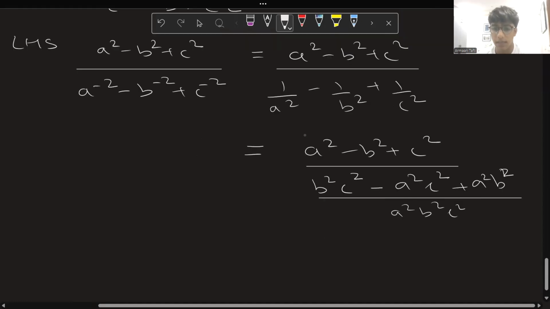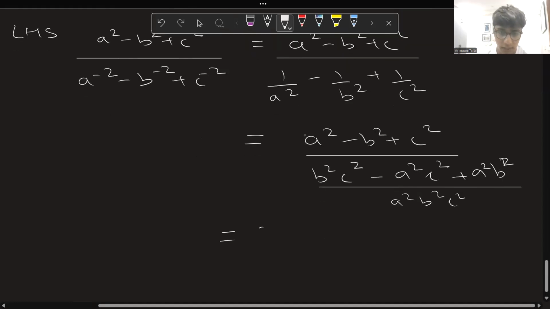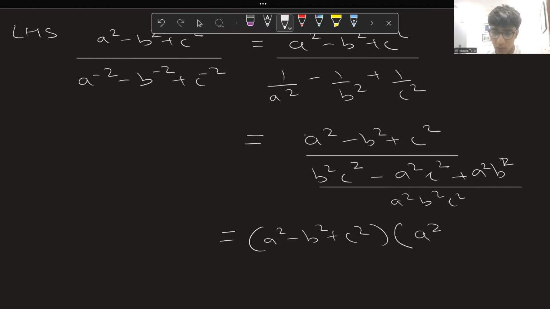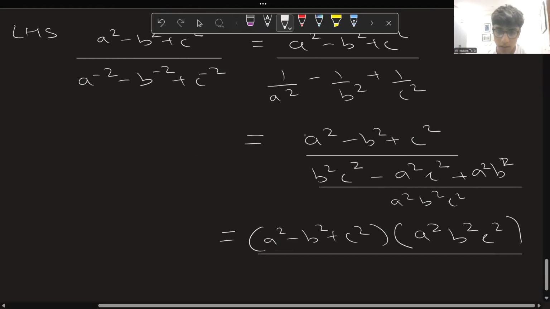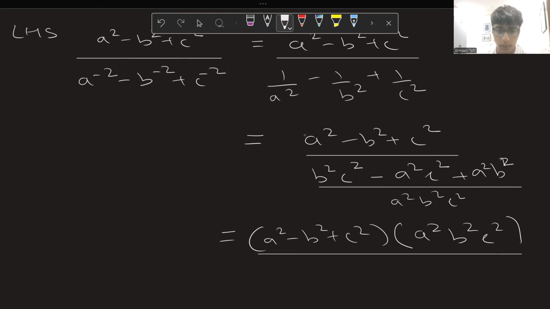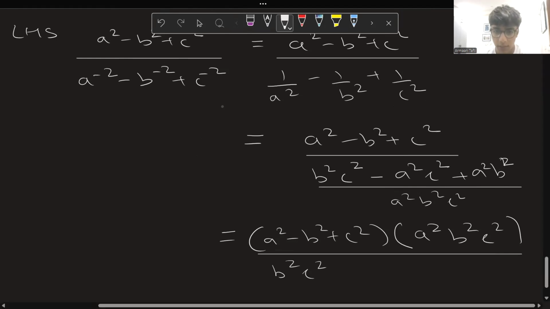Now we can send this upstairs and simplify this more. You can get a square minus b square plus c square divided by a times a square b square c square, and this expression divided by b square c square minus a square c square plus a square b square.